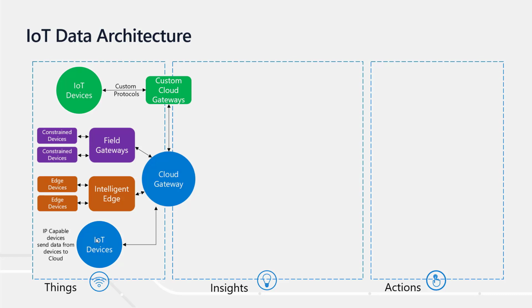So we've got IoT devices that are capable of directly connecting to a cloud gateway, and we've also got devices which we might need to connect via a gateway, be it a field gateway for constrained devices or a custom cloud gateway for devices in other clouds. And we've also got intelligent edge devices providing ability to go and run things like machine learning models or do local stream processing.